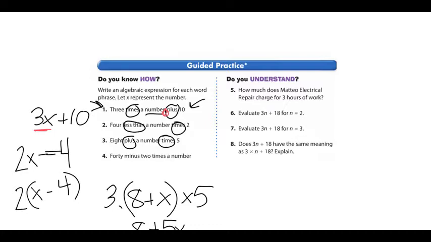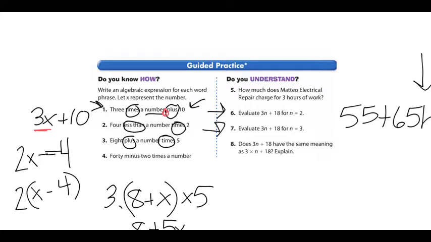Okay, number 5 says, how much does Mateo Electrical Repair charge for 3 hours of work? So you're going to take that same formula from earlier that they used, the 55 plus 65h, and that h is going to now be 3 hours, so you have to figure out how you'd figure that out. In 6 and 7, that's something we worked on in the previous lesson, but now that there's 2 numbers, you just got to add the 2 numbers, but you know what to do with n if you know n is 2 or n is 3. So go ahead and figure those 2 out.